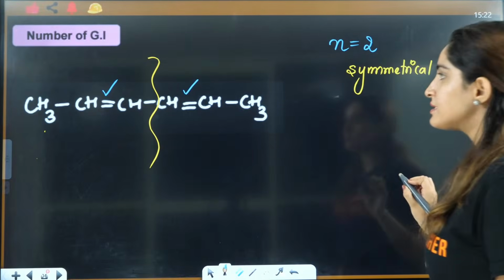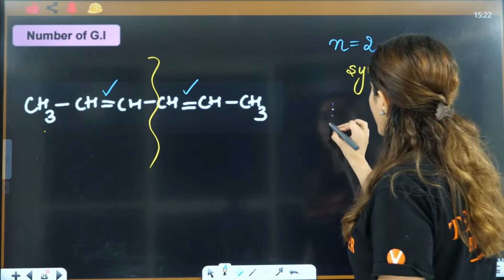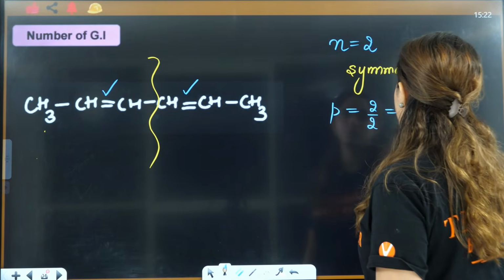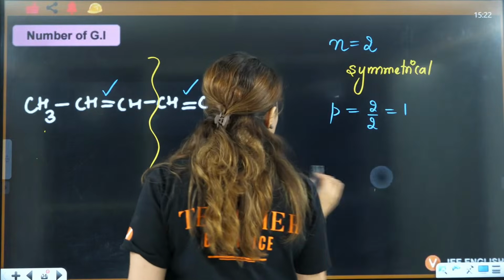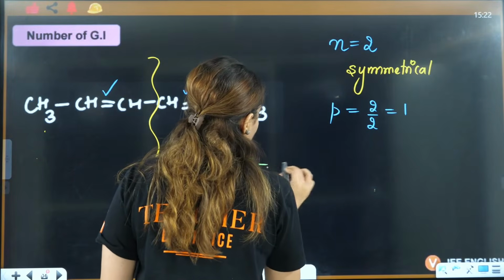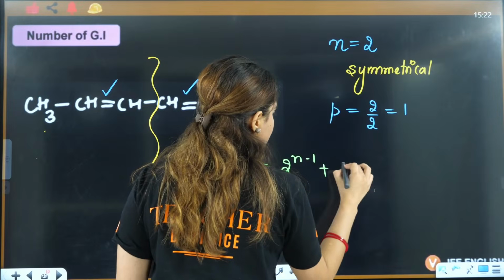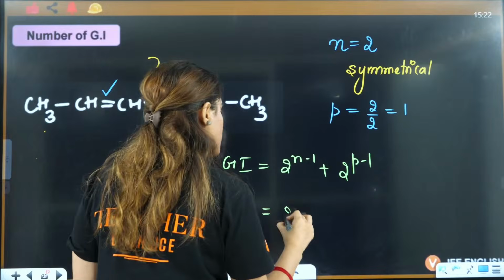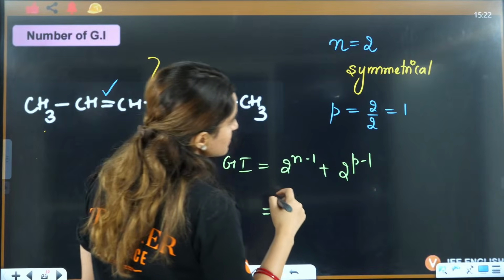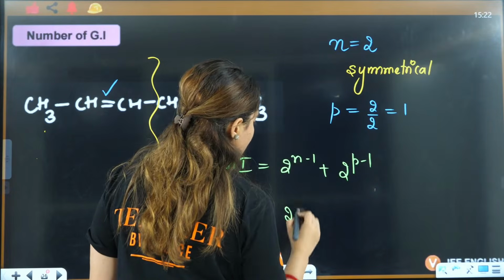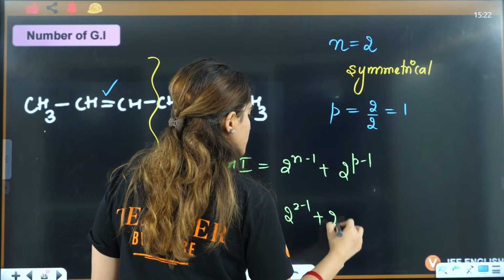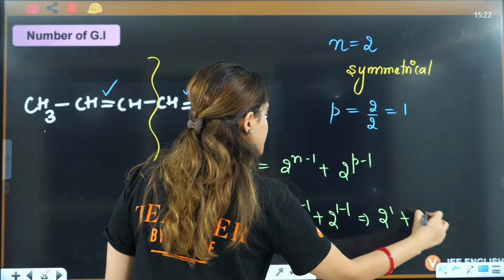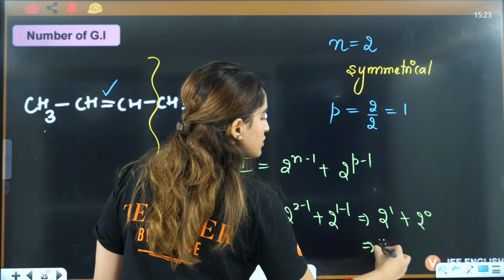In a symmetrical structure, directly say what is p, because this is even, so it will be 2 by 2, that is 1. And the GI is going to be 2 raised to power n minus 1 plus 2 raised to power p minus 1. So here it is going to be 2 raised to power n minus 1. n is 2, so 2 minus 1. This is 2 raised to power 1 plus 2 raised to power 0. 2 raised to power 0 is 1. So it is 2 plus 1.